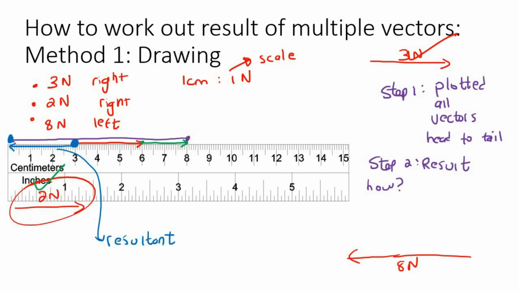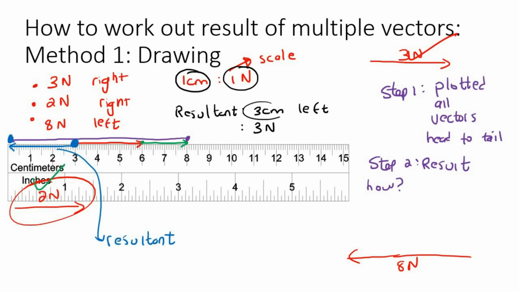So we can say that the resultant is 3 centimeters going to the left. Now we know that our scale is 1 centimeter is the same as 1 Newton. So that is actually 3 newtons, because they're the same, and then we say left. So that is your resultant vector, 3 newtons to the left.